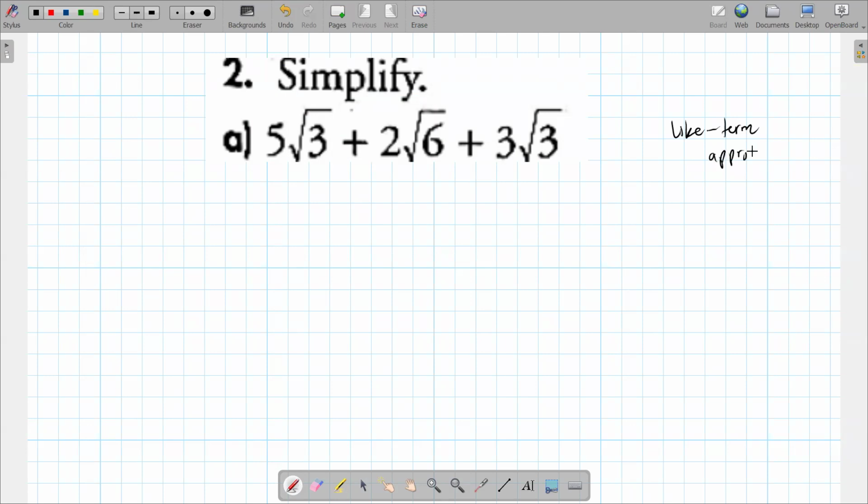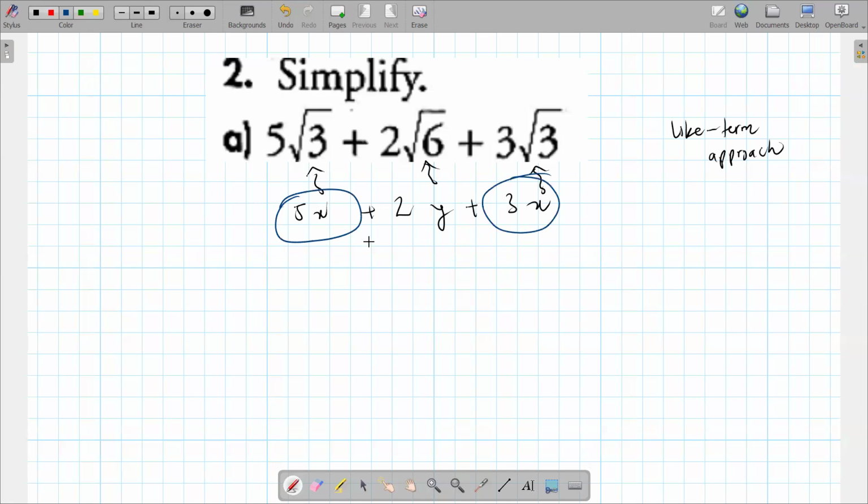You can replace the radical with any letter you want. So let's say instead of 5 root 3, it was x. Let's say root 3 is x, and let's say root 6 is y. You don't have to do it like this, but this is just to show you that it's very simple. So what you do is you see there's an x here, there's an x here. The final answer would be 8x plus 2y, right?